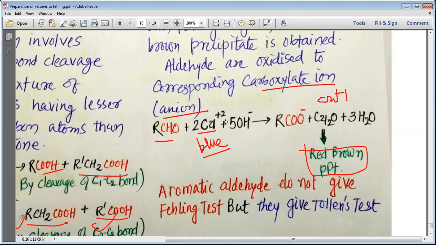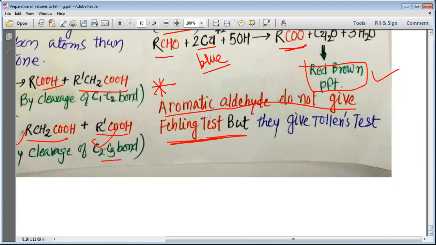So when an aldehyde reacts with Fehling A and Fehling B solution, the carboxylate ion is produced and reddish brown precipitates are formed. If the reddish brown precipitates are produced, we can say that the compound gives the Fehling test. Now, a very important point: aromatic aldehydes do not give the Fehling test. Please remember that aromatic aldehydes do not give the Fehling test, but aromatic aldehydes give the Tollens test.